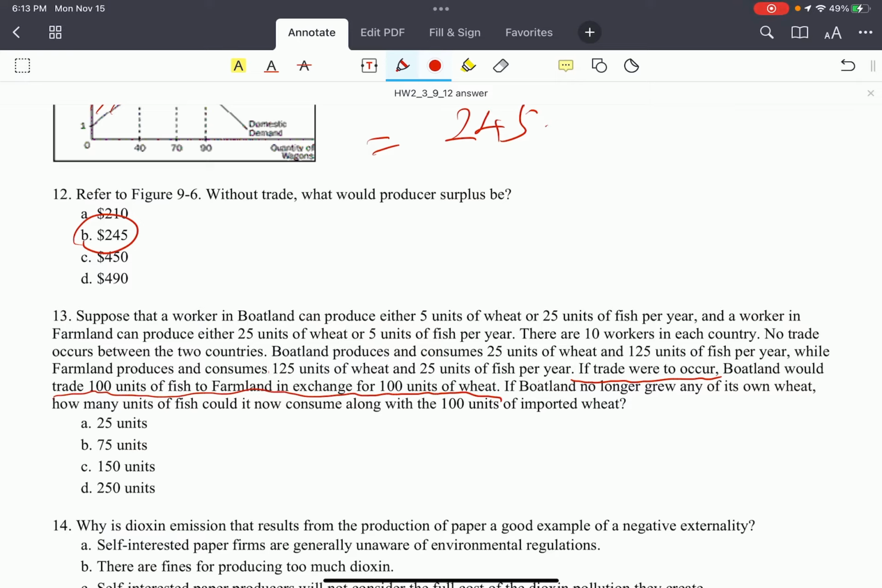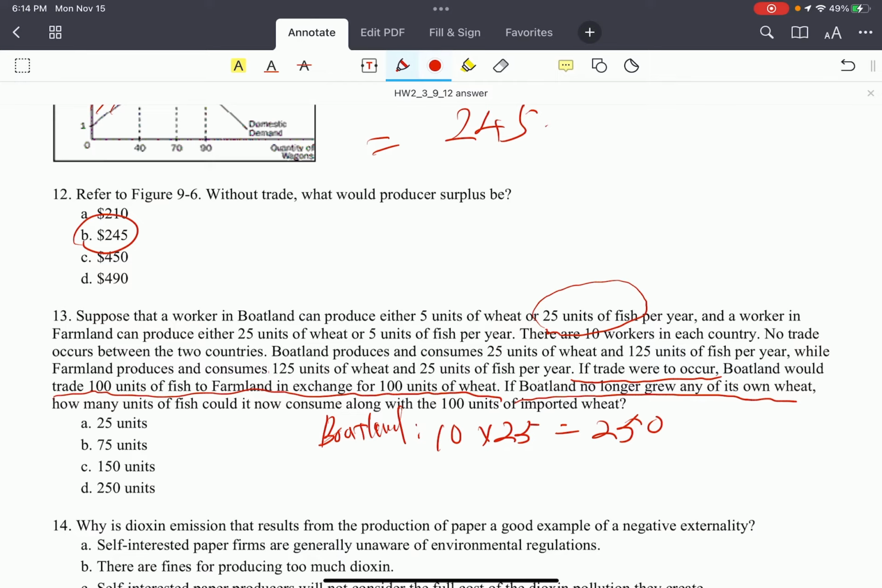Okay, let's see. Wow, it's a pretty long question. Okay, so we have 10 workers, right, in Boland. So let's first look at Boland. And we have 10 workers. And we assume Boland does not grow any wheat. So these 10 workers, they will always produce fish, right? And we know that each worker can produce 25 units of fish per year. So the total amount of fish this country can produce is 250.